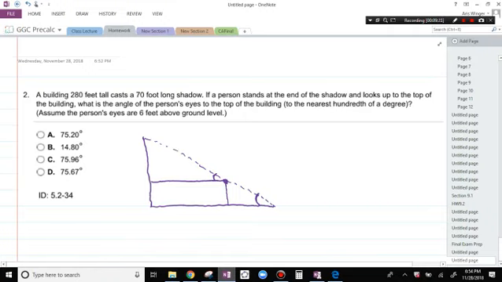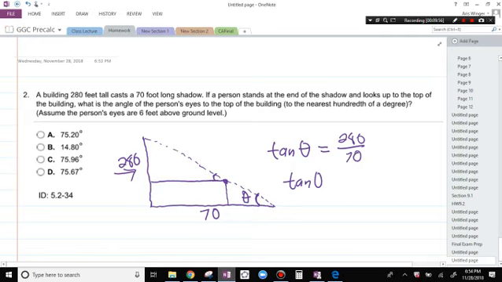What do we know? What's this distance? 280. This is 280. What is this? 70. That's the shadow. And what are we looking for? This angle? What angle relates those three things? What trig function? This angle, the opposite and the adjacent, tangent. Tangent of theta is opposite over adjacent.